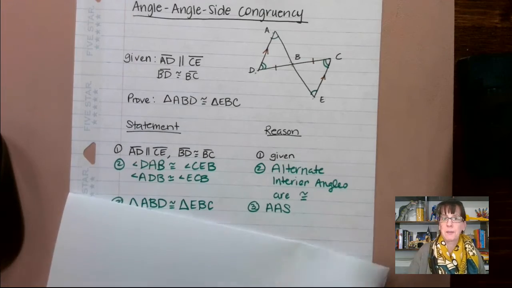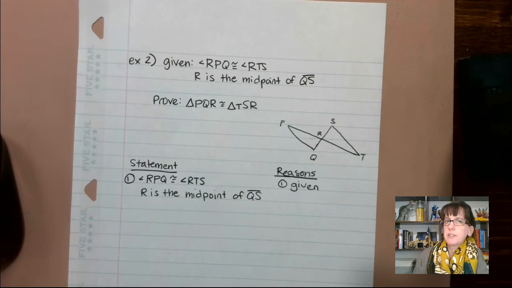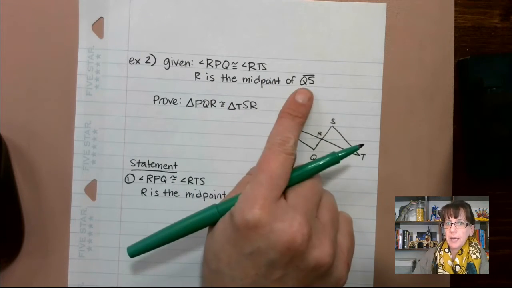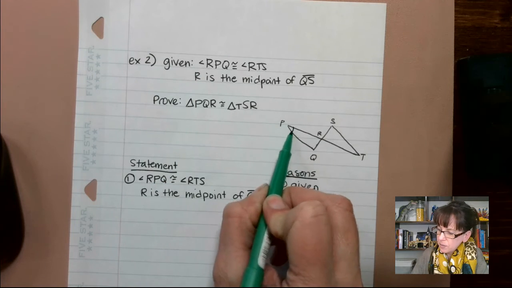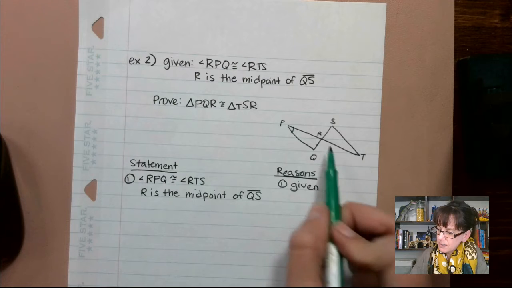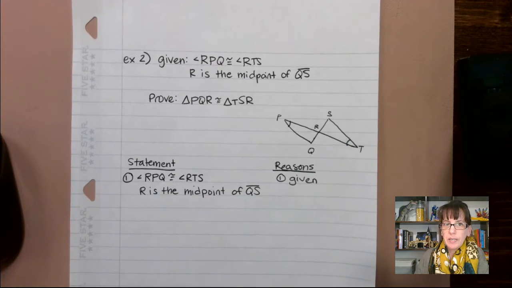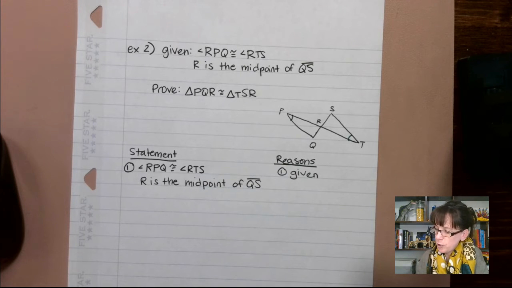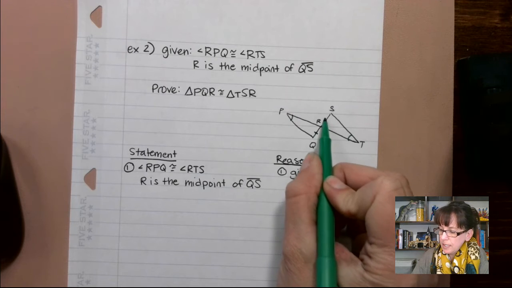All right, folks, I had to gather my other one there. Let's try another one. We're given that angles RPQ and RTS are congruent, and R is the midpoint of QS. So RPQ is this angle right in here, and RTS is this angle right in here. Those are congruent. And we also know R is the midpoint of QS. The midpoint means that it creates two equal halves.